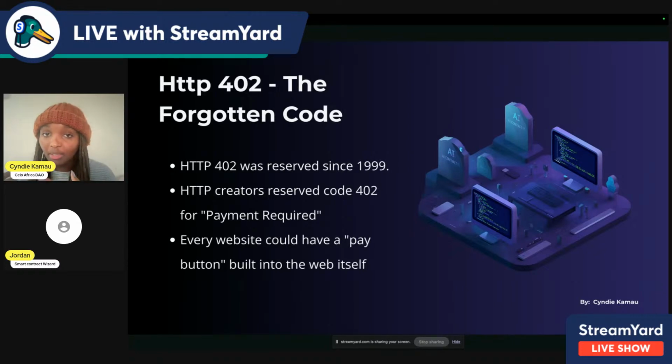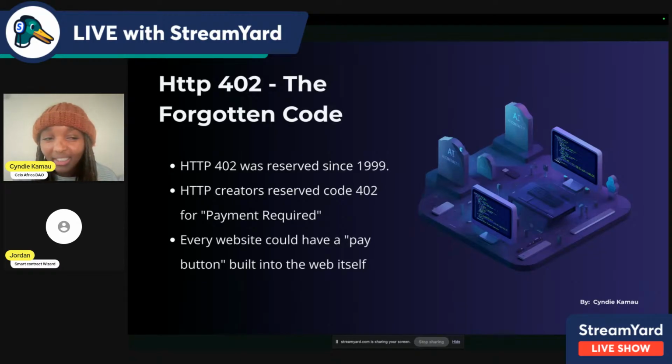Some of these errors, we've been able to see them even when you're accessing a website or doing something and there's some feedback that you're getting, especially the error 404. We've seen it in one place or another, right? So how did they get to 402? Before they even got to 402, right?